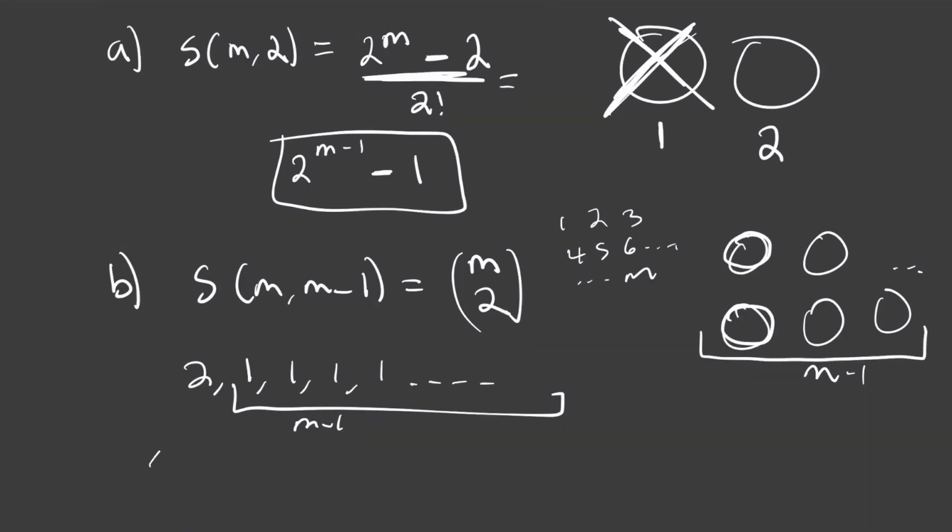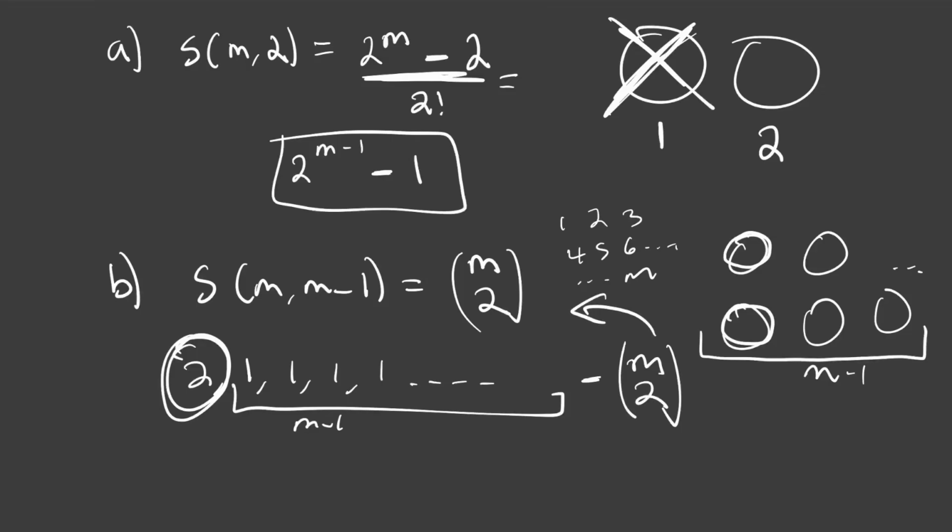Now, this is an integer partition. I still need to account for the distinctness of my objects. We've done this before. How many times should I count this integer partition, since it's the only one? Well, I have m objects and I need to choose 2 to be in my group of 2, and everyone else will go in a group of 1. So it's just going to be m choose 2, and that gives us our final answer.